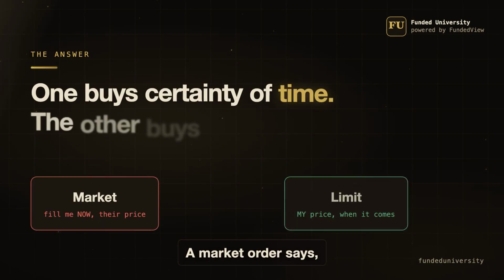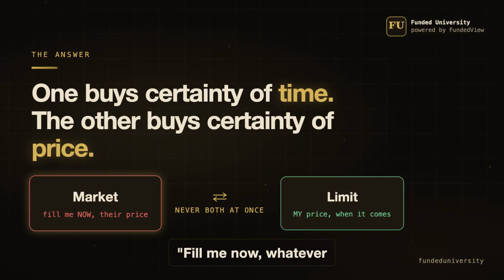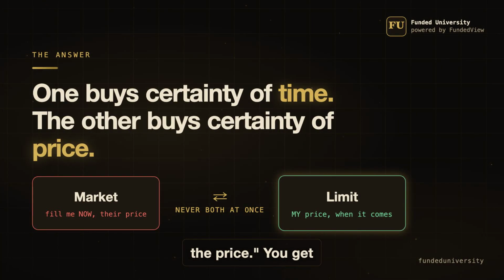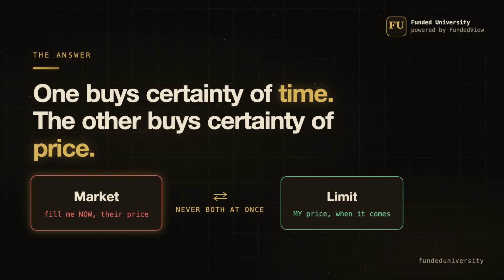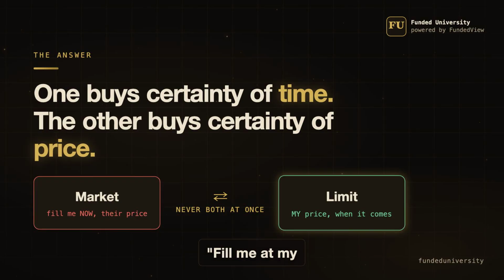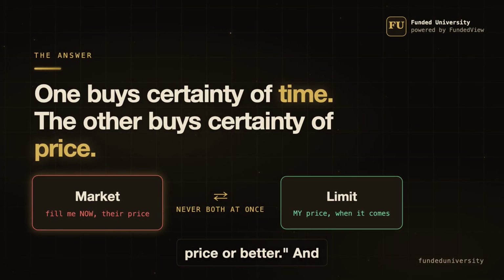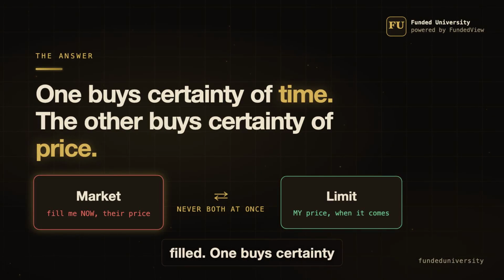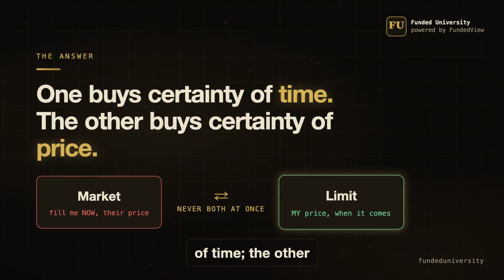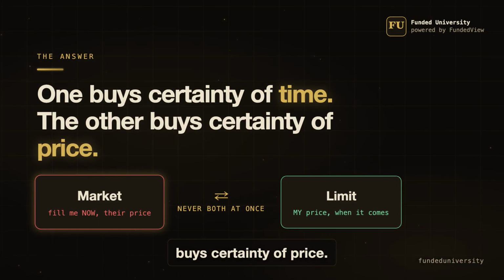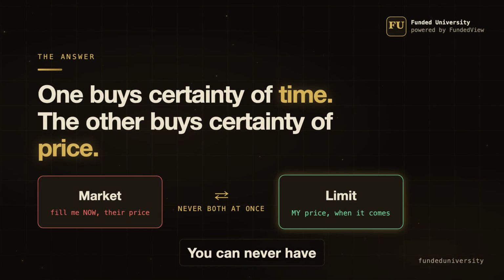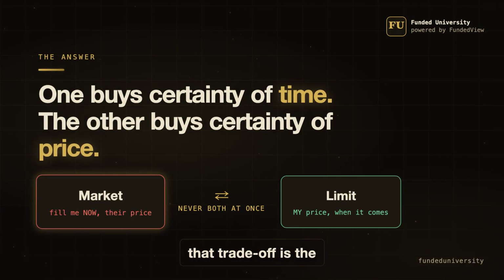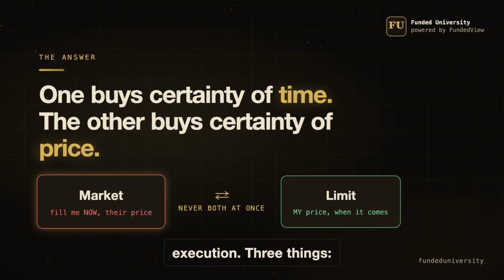Here it is. A market order says, "Fill me now, whatever the price." You get speed, and you pay the toll for it. A limit order says, "Fill me at my price or better." And if the market never comes to your number, you simply don't get filled. One buys certainty of time. The other buys certainty of price. You can never have both at once. And that trade-off is the whole game of order execution.